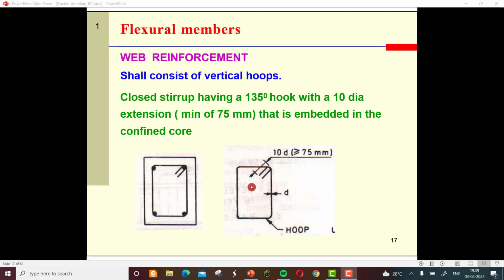And there are some conditions, restrictions or guidelines for the web reinforcement. It shall consist of vertical hoops, closed stirrups having a 135-degree hook with a diameter extension of minimum 75 mm that is embedded in the confined core. So always provide the web reinforcement like this, with an extra length equal to 10 times the diameter, at an angle of 135 degrees with the horizontal.